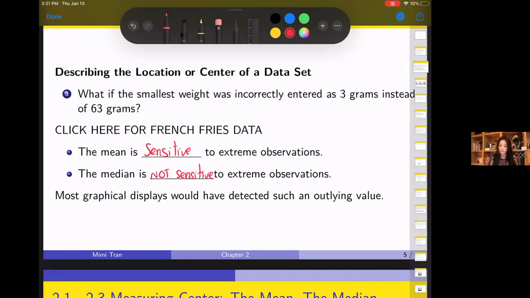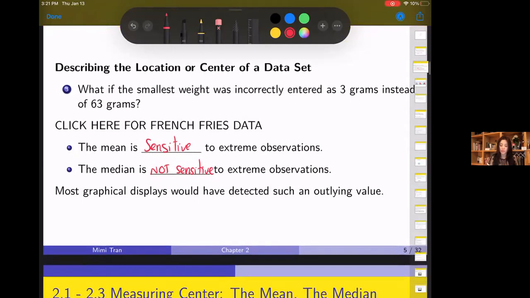All right, remember this page and make sure you know how to explain why the mean is sensitive to the outlier and why the median is not.